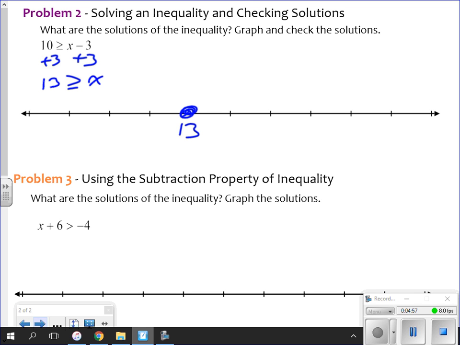Smaller. X is smaller than 13 because 13 is larger than X. X must be smaller. So I want everything going in this direction.